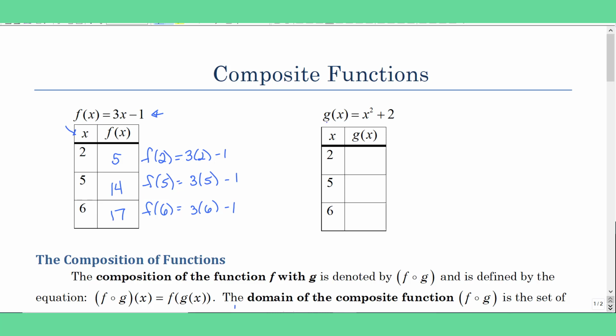Let's practice that again with the g function. So we want g of 2, so that would be 2 squared plus 2. We want g of 5, so that's 5 squared plus 2. And we want g of 6, which is 6 squared plus 2. Again, just basic evaluating functions.